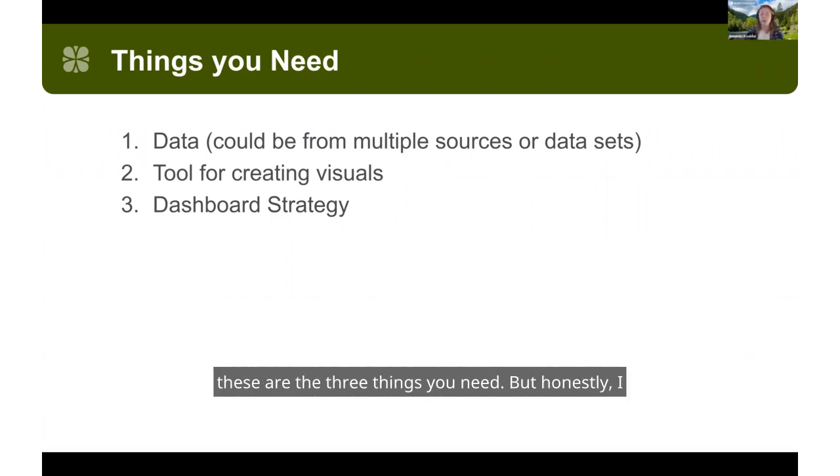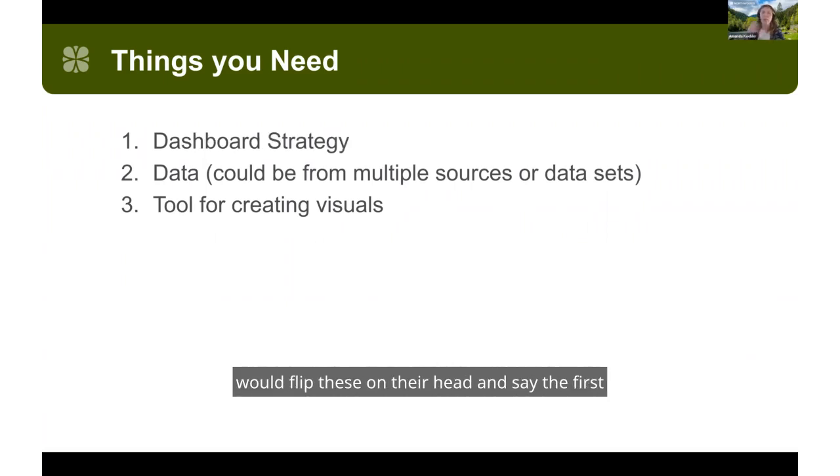Now, these are the 3 things you need, but honestly, I would flip these on their head and say the first thing you really need to be thinking about is strategy. What kind of report do you need to create? What are you trying to answer? What is your goal? And what are the metrics that are going to help you understand that goal? Then you can dive into where you're going to get those metrics or that data. And then you can dive into what tools will work best to create these visuals.